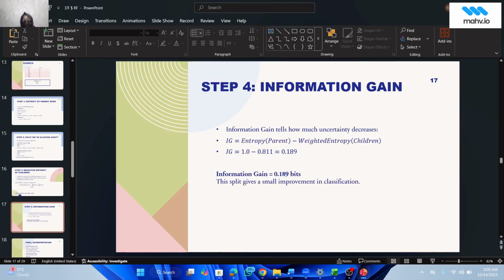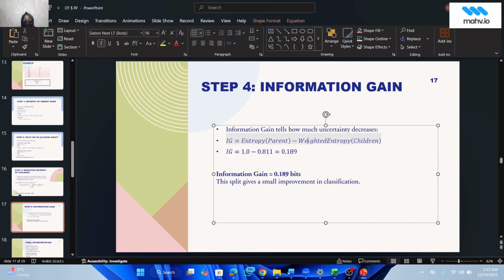What is the information gain? Information gain tells how much entropy is decreased. In short, if a feature has high information gain, it will be the root node. High the information gain of the feature, that feature will be selected as the root node. And how? We calculate entropy minus weighted entropy.